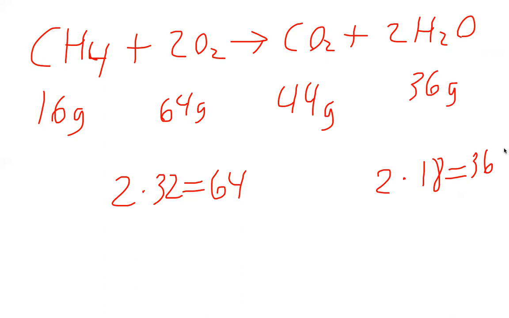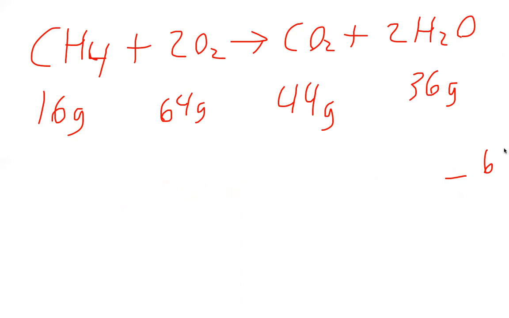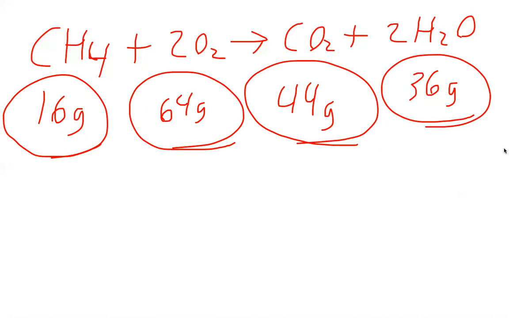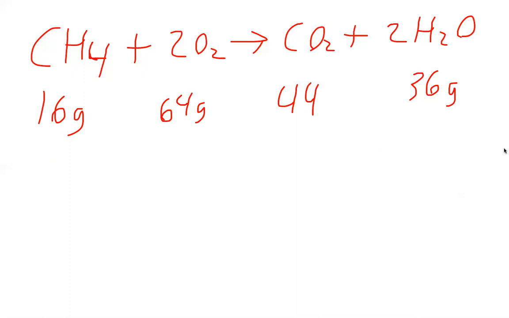Okay, and so that's how many grams of everything we have when we actually do this reaction at what are called perfect stoichiometric ratios. So when this reaction happens, ideally, 16 grams of methane react with 64 grams of oxygen, which produce 44 grams of carbon dioxide and 36 grams of water, okay? That's what happens when 1 mole of methane combusts.